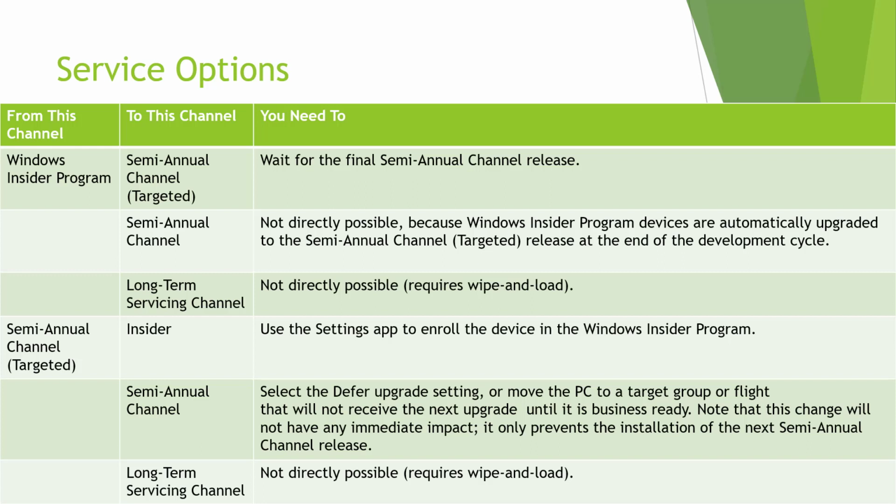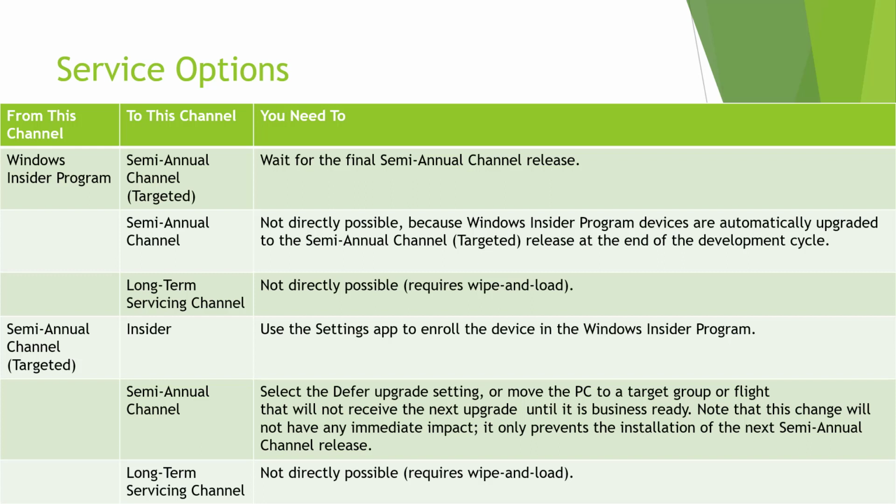If we have a semi-annual channel that's targeted, and we're trying to go to an insider channel, you can use the settings app to enroll the device in the insider program. If we have a semi-annual channel targeted and we want to move to a semi-annual channel, you basically will select to defer the upgrade settings or move the PC to a target group or flight that will not receive the next set of updates until it's business ready.